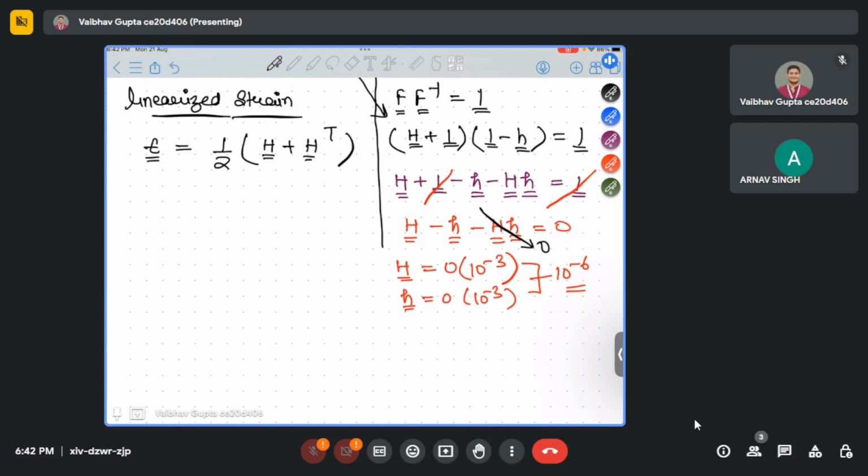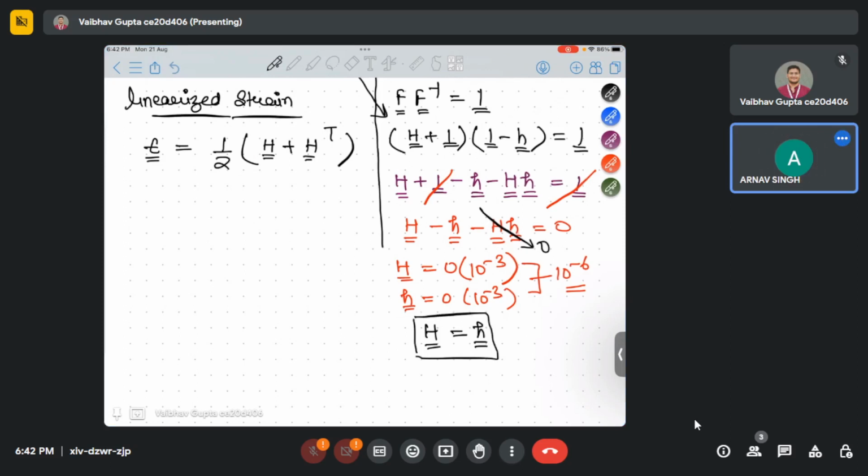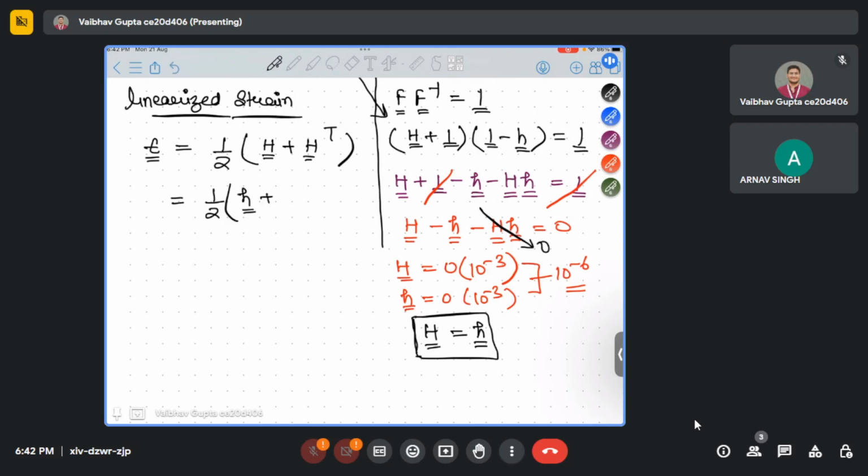If it's very small, it is negligible, it's 0 only. Capital H becomes small h. So when we talk about linearized strain, it means you can write this in either spatial form or material form. Both are equal. I can write strain as half of (h plus h transpose) also. You're getting my point?